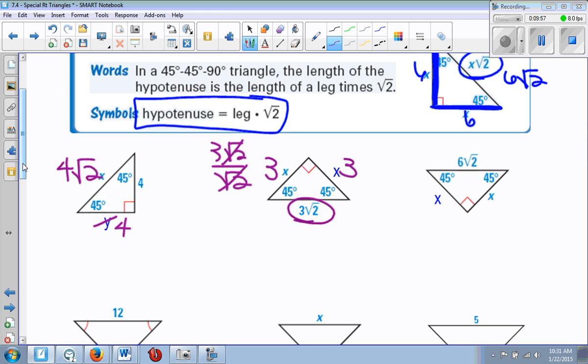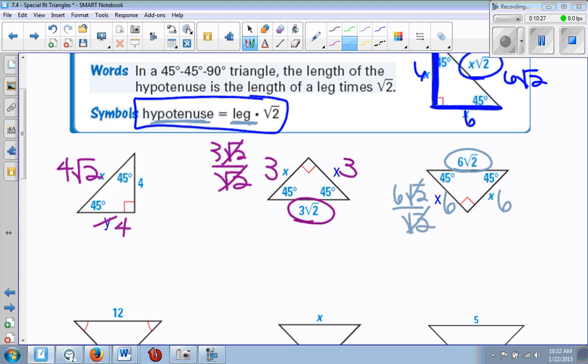Same concept with the next one. If I have 6 root 2 as the hypotenuse, I can find a leg by dividing by root 2. The root 2's would cancel out, and that tells me that each leg is a value of 6. So here's how we're going to look at each one of these. If I know one of the legs, all I do is multiply by root 2 to find the hypotenuse.